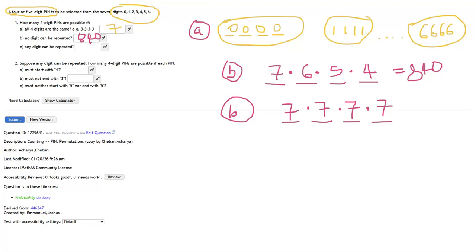You can do all 7 here, which is 7 to the power of 4. Using the calculator, you get 2401. So for part C, you can make a 4-digit pin in 2401 different ways. Notice that you can repeat any digit here.